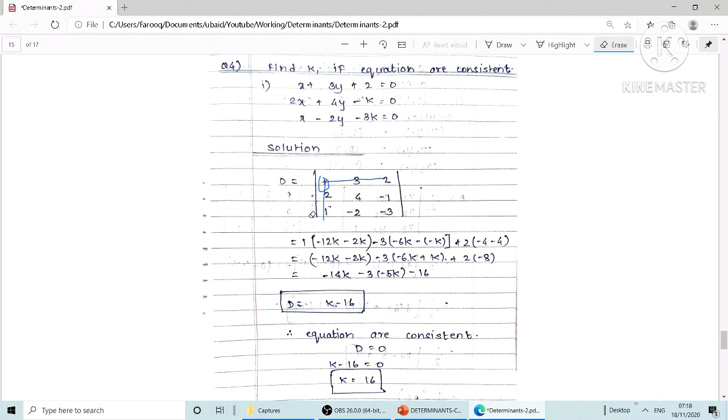Then again copy this 3 as it is, hide first column and second row. What is left? 2 and 1 is left, minus 1 and minus 3 is left. Then cross multiplication. 2 into minus 3, minus 6k, minus 1 into minus 1 into 1, k will come.